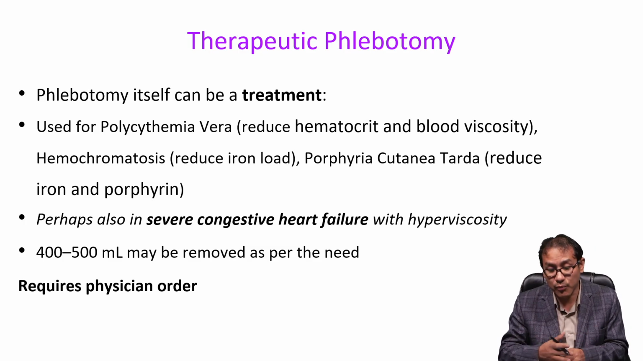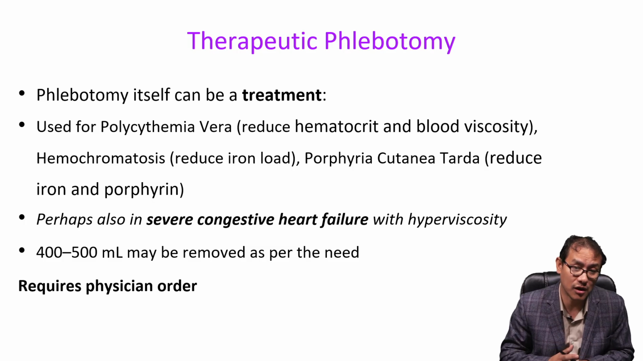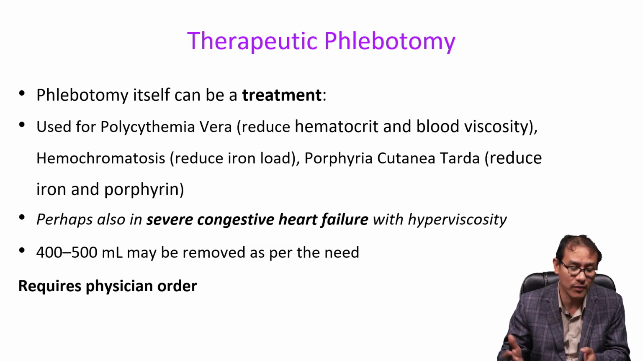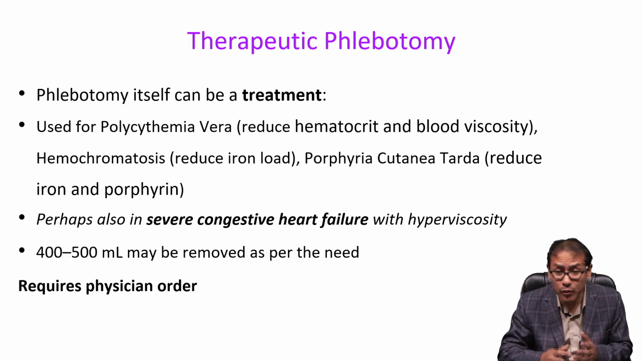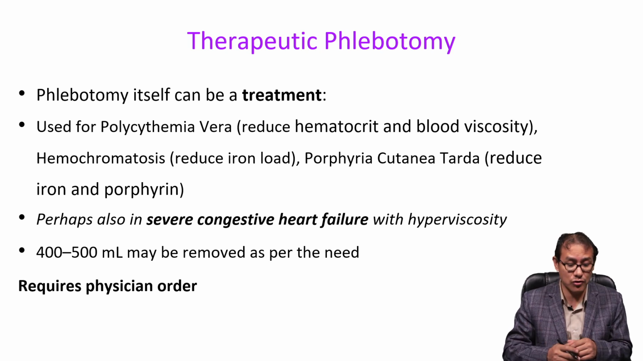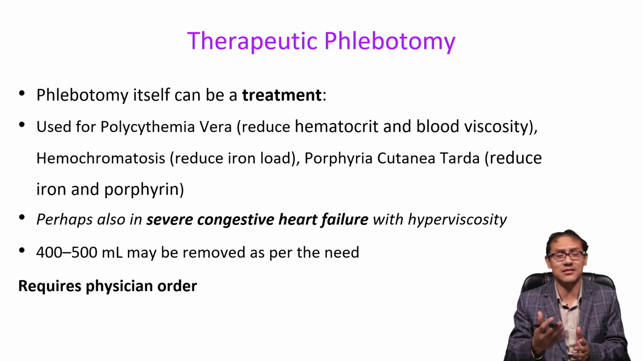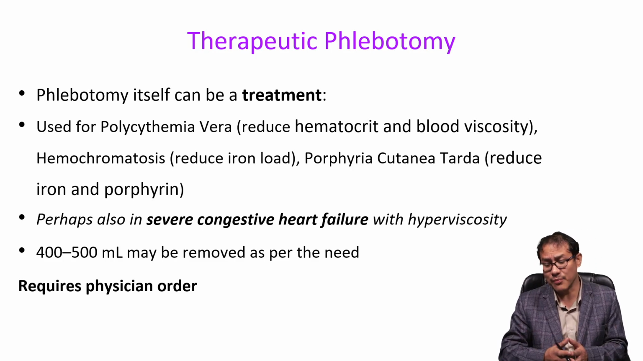Or it may be porphyria cutanea tarda, where by controlled phlebotomy as a therapeutic form, you may reduce the iron and the porphyrin. So phlebotomy itself can be a treatment process, and it can also be done under certain conditions, for example severe congestive heart failure with hyperviscosity.